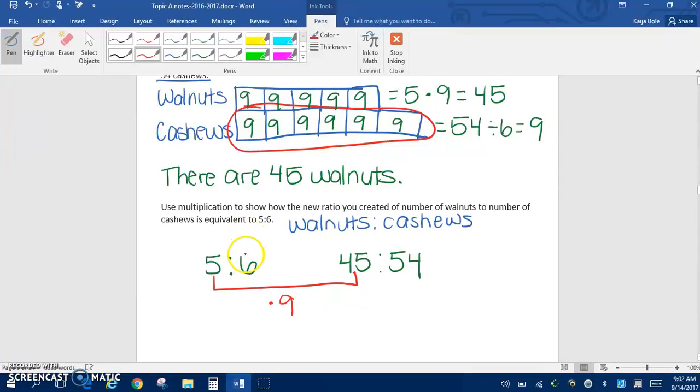So then we need to check our second numbers, which is 6 and 54. And we're asking ourselves, 6 times what is 54? And we know that 6 times 9 is 54. So since both of these numbers are the same, that's our C value, like from the first page. So we know that the ratios are equivalent, and this is how you can show it using multiplication. So that's all we had to do. Alright, so that's it for this lesson. We'll go over a few things in class and then practice some more.